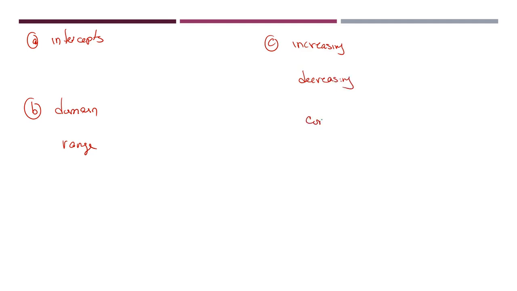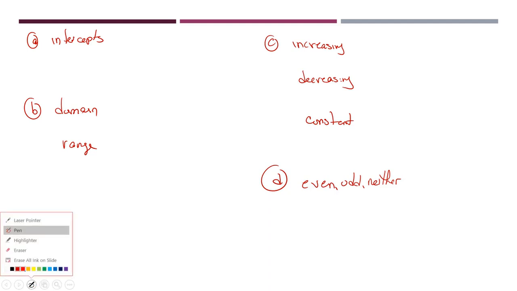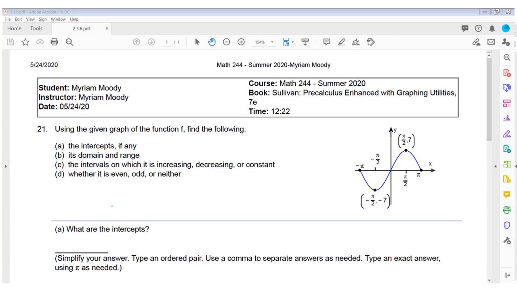And where it is constant. And last but not least, I wanted to know if it's even, odd, or maybe it doesn't fall into either category. So let's start with the intercepts first, shall we? All right, so any intercepts? Yes, I see them also.